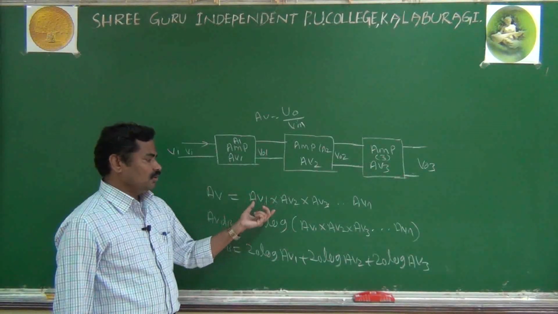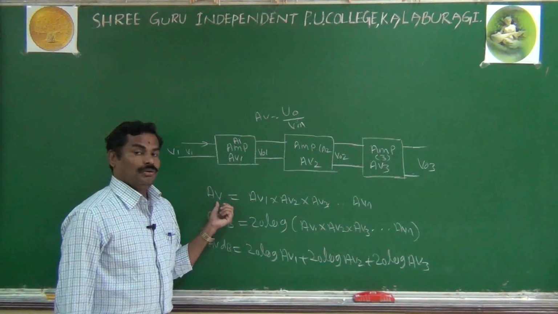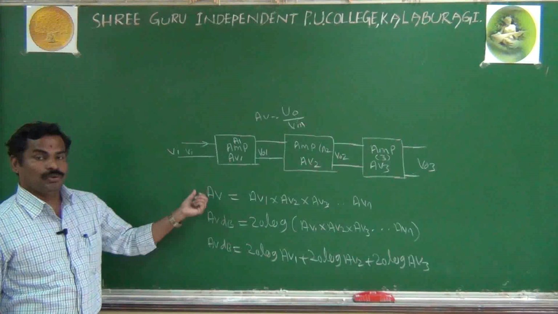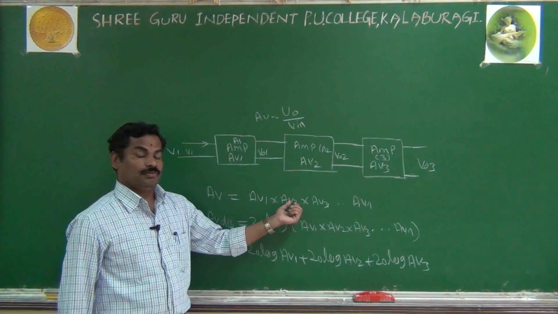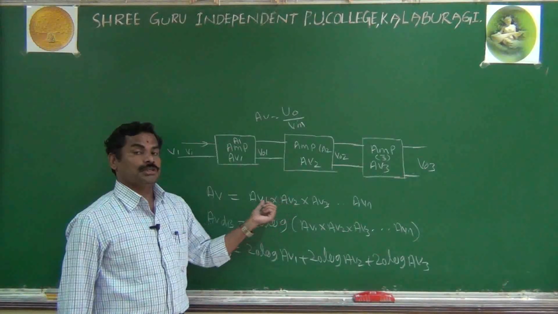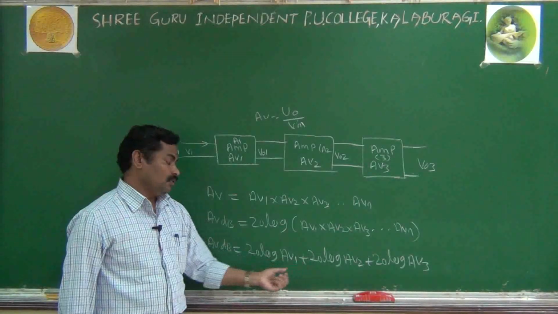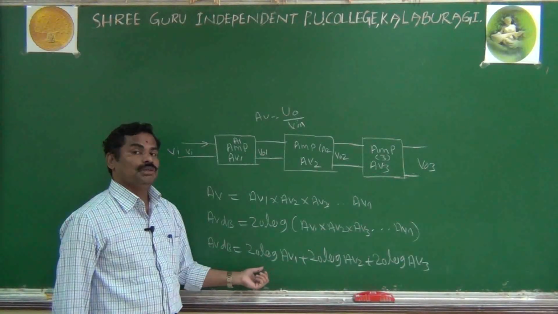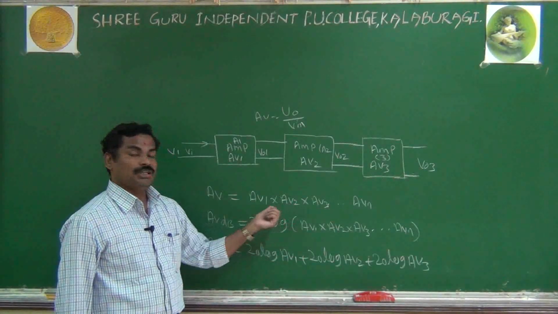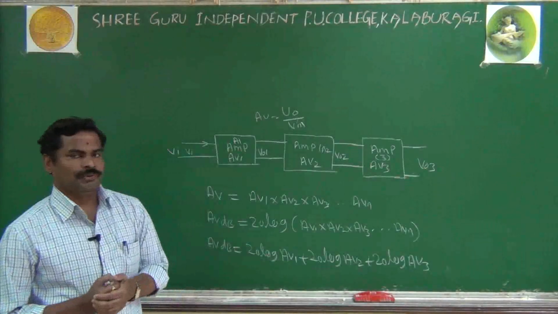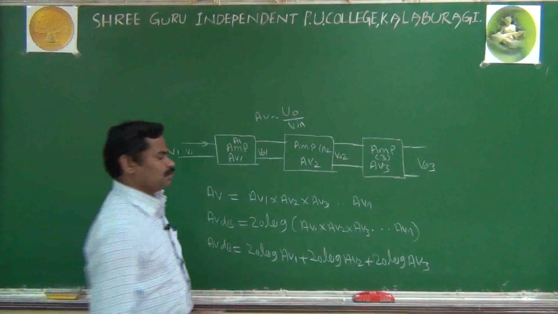In general, the total or overall voltage gain is the product of the individual gains of each stage. But if you use decibels, it is the sum of the gains of the individual stages. That is the difference between the general gain and the gain in decibels. This is about the importance of gain.